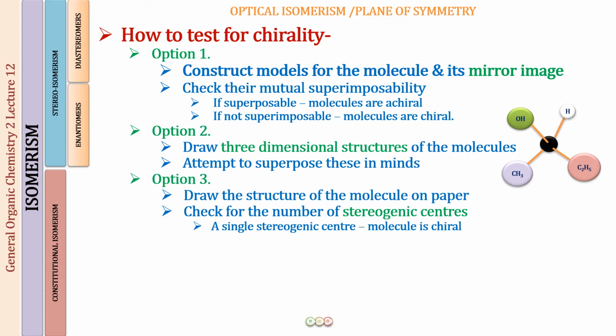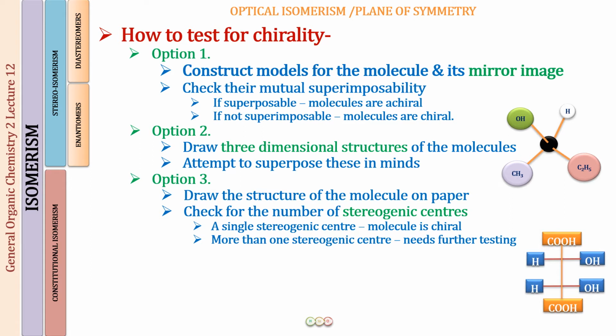Now for option number 3, the second possibility is that we can have more than one stereogenic center, or there may be no stereogenic center present in the molecule. Then what do we do? Well, that is going to need further testing, and this is where we will begin this lecture. For example, in this molecule you can see this carbon and this carbon, present at the intersections. This is the Fischer projection.